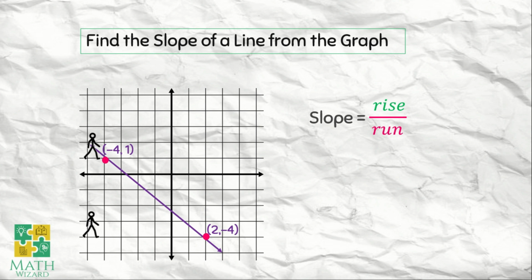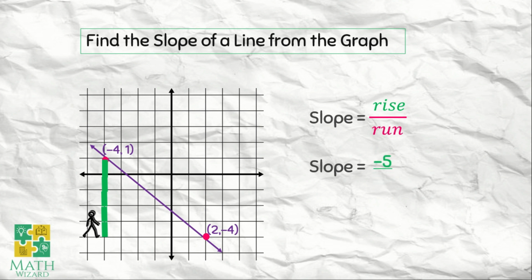So if we have here a graph, for me to get the slope of this one, I must travel from negative 4, 1, to positive 2 and negative 4. For me to travel from negative 4, 1 to positive 2 and negative 4, I must travel downward and to the right. So let's count how many movements downward. So we have 1, 2, 3, 4, and 5. So we have negative 5.